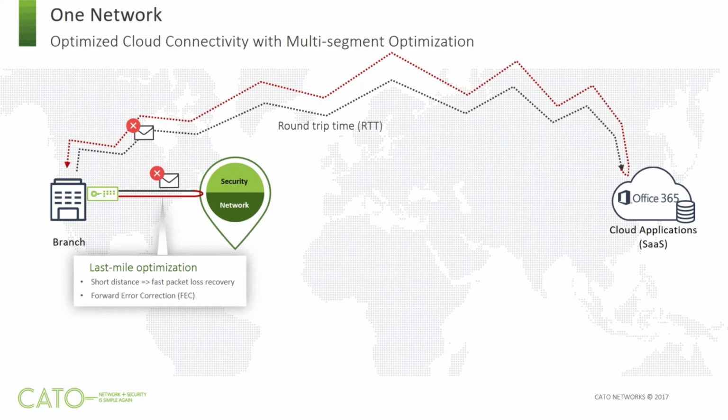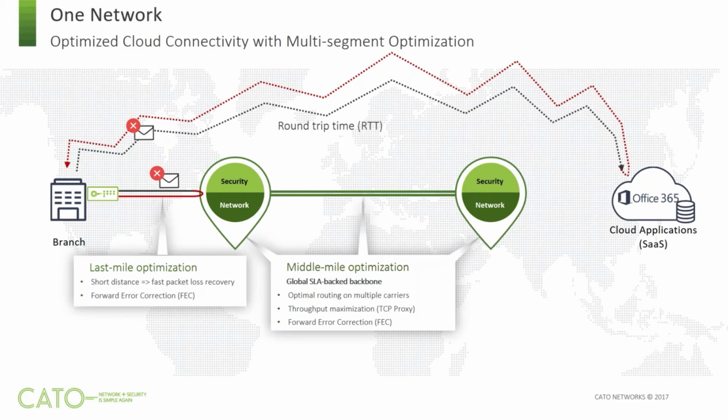And it's precisely because the distance between the branch office and our POP, which the Cato socket is connecting, is so much closer than between the Cato socket and the final destination, which in this case would be the Office 365 destination. It's precisely because the distance is so much shorter that FEC and our other algorithms work so much more efficiently than they could have if you were having to force them to work across the full connection.